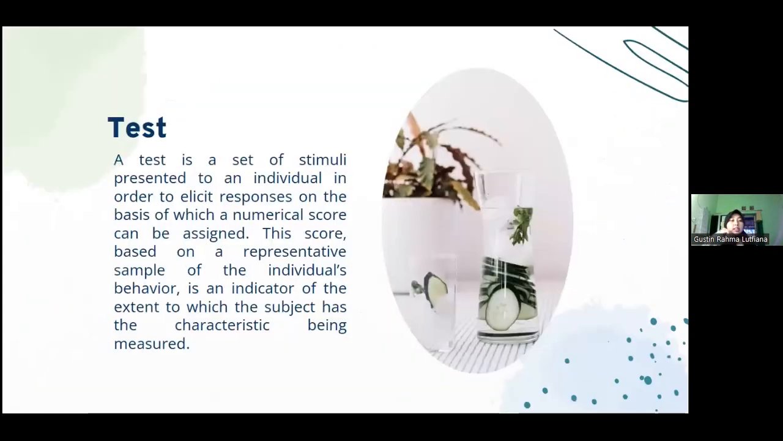The first data collection method is test. A test is a set of stimuli presented to an individual in order to elicit responses on the basis of which a numerical score can be assigned. This score, based on a representative sample of the individual's behavior, is an indicator of the extent to which the subject has the characteristic being measured.